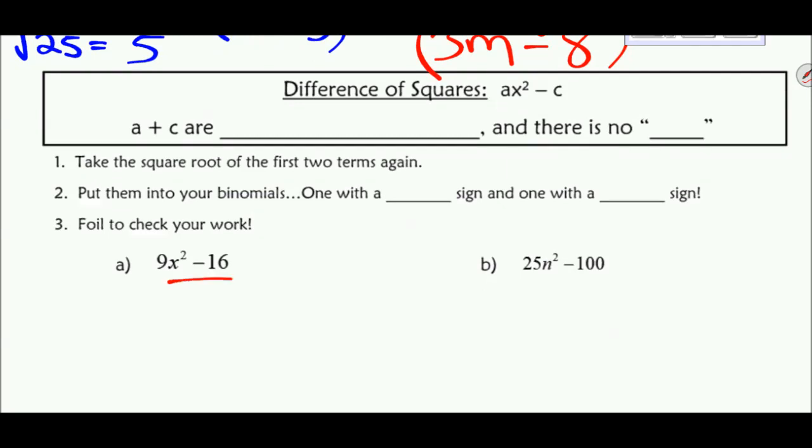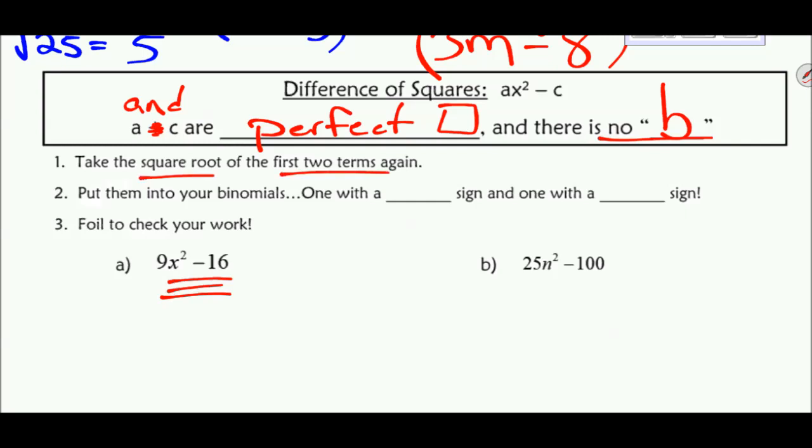When you don't have a middle term, when there's no B, you can always use this. This is going to work every single time, and it's a lot easier than using factoring by grouping. A and C are still going to be perfect squares. So they're still perfect squares. You're going to do the exact same thing. Square root of the first and the last terms.